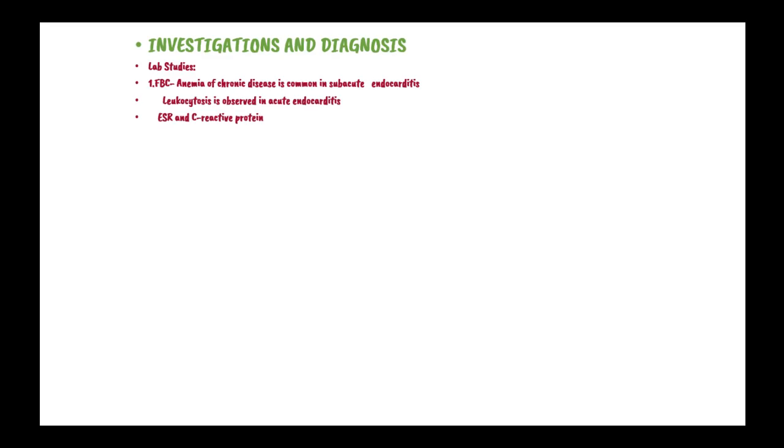The investigations and diagnosis done in patients with endocarditis include a full blood count, which will show anemia of chronic illness in subacute endocarditis, and leukocytosis observed in acute endocarditis. The erythrocyte sedimentation rate will be elevated, along with C-reactive protein, urea, electrolytes and creatinine levels, and urinalysis for evaluation of proteinuria and microscopic hematuria. Blood cultures are taken, and rheumatoid factors are also noted in subacute endocarditis.